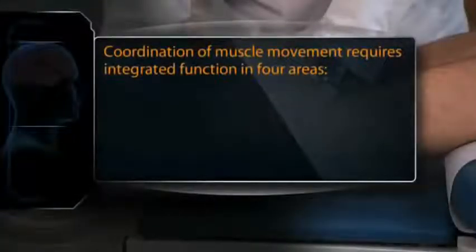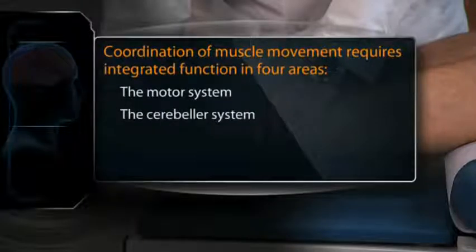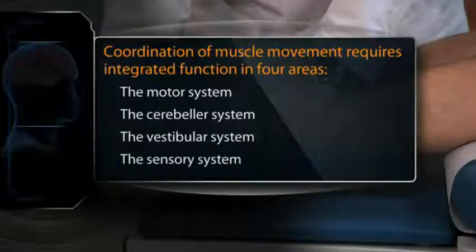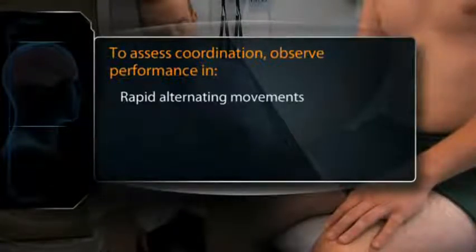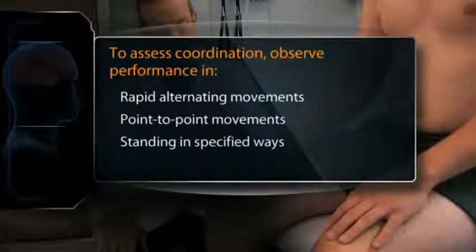Coordination of muscle movement requires that 4 areas of the nervous system function in an integrated way: the motor system for muscle strength, the cerebellar system for rhythmic movement and steady posture, the vestibular system for balance and for coordinating eye, head, and body movements, the sensory system for position sense. To assess coordination, observe the patient's performance in rapid alternating movements, point-to-point movements, and standing in specified ways.